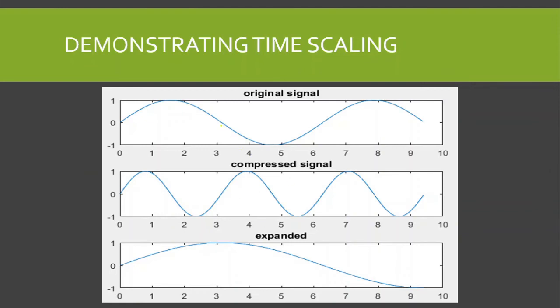We can also see the time scaling from this graph. This is my sine wave, and this is my sine wave which has been compressed by a factor of 2. If you have a look, in the same time period I now have a sine wave which has made 2 cycles. So this is my compressed signal or hurried forward signal. Similarly, the third one is my expanded signal which has been expanded by a factor of 2. So this covers half of the original signal's distance. So this has been expanded in time.